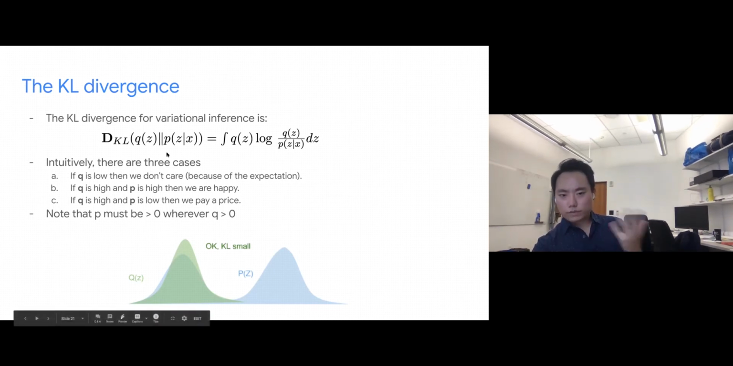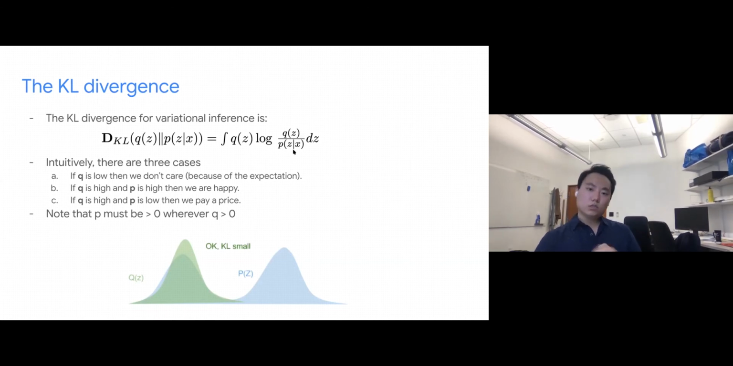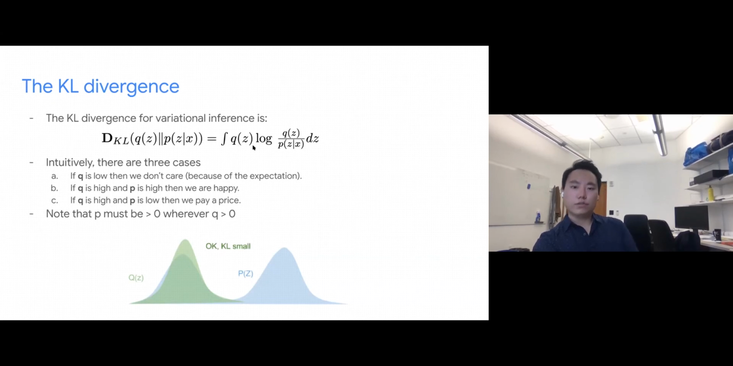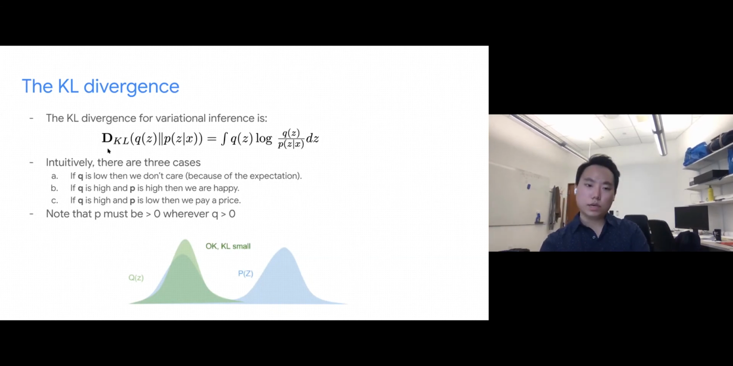So the KL divergence is given as follows. The KL divergence between Q and P is given by an expectation over Q of log of Q over P. So this integral over Q, dz, is exactly the expectation over Q, and the term inside is log of Q over P. First, notice that this KL divergence is not symmetric. The KL between Q and P is not the same as the KL between P and Q.